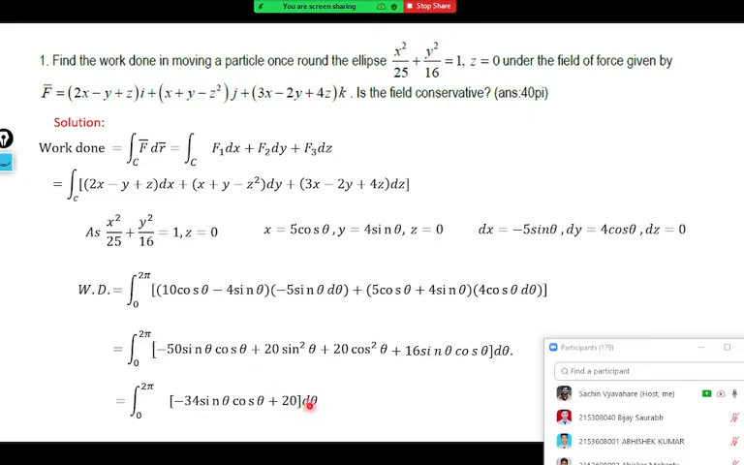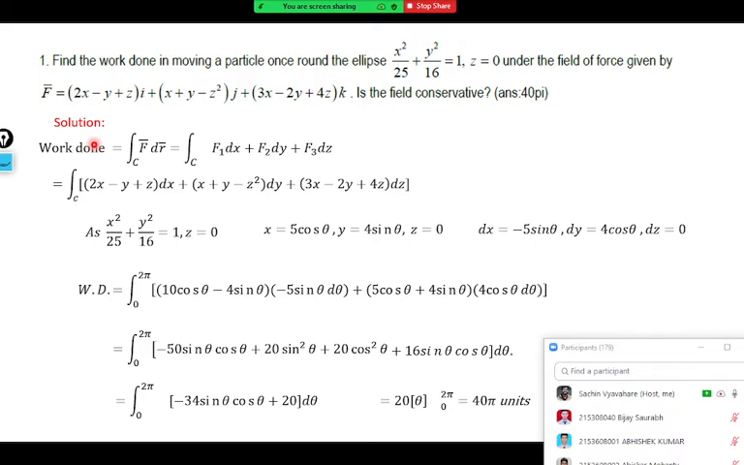The integration of d theta becomes theta, and what should be the answer then? 40 pi. Correct, very good. So the final answer is 40 pi units. That is the work done. That is the end of the question.